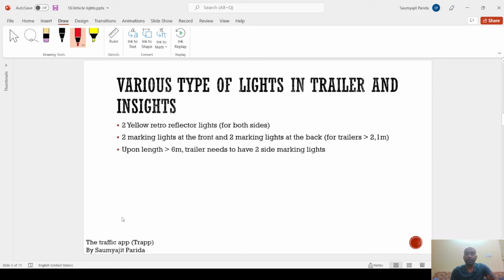Okay, various types of lights in the trailer. In the trailer we need two yellow reflector lights, two marking lights at the front and at the back. And if the trailer length is more than 6 meters, the trailer needs to have two side marking lights. If one is not functional, then you cannot drive with the trailer. It has to be repaired. It's mandatory.